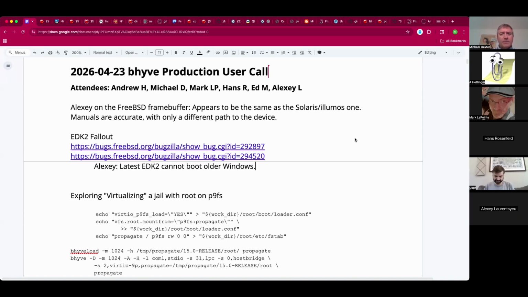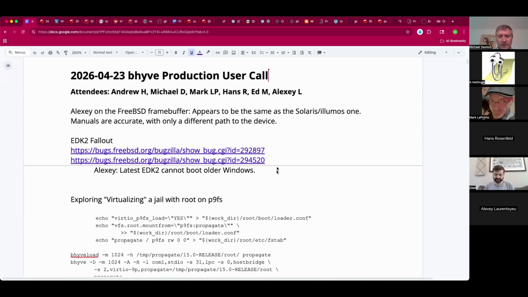We have Andrew, Mark, Hans, Ed, Alexei, and myself, Michael, so far, and we've been talking about a few PRs and bugs, specifically this Windows emulation one. But Alexei has some news on EDK II. We've been looking at that.